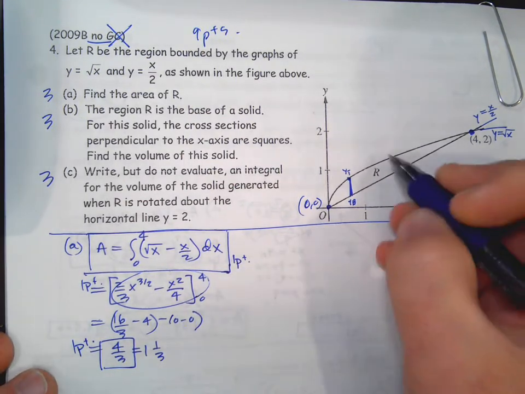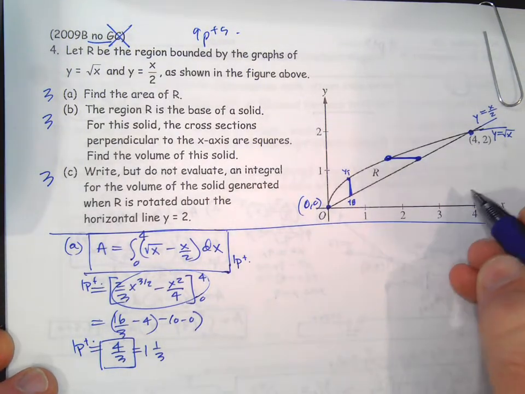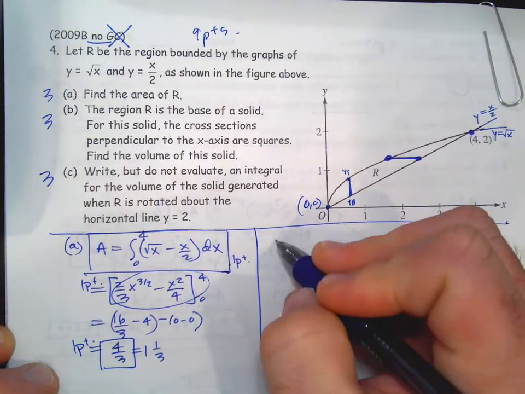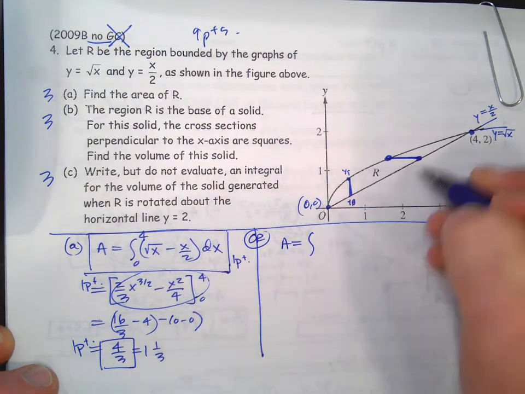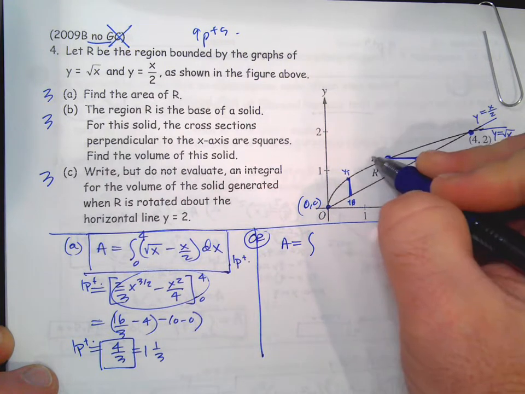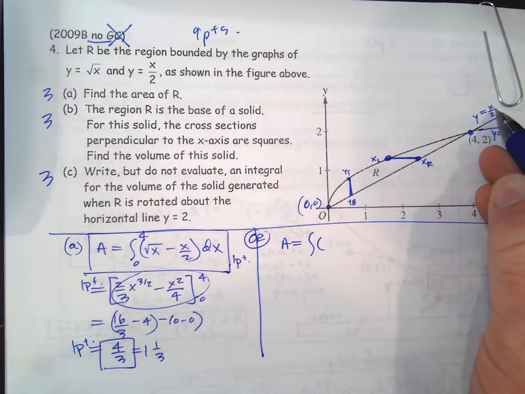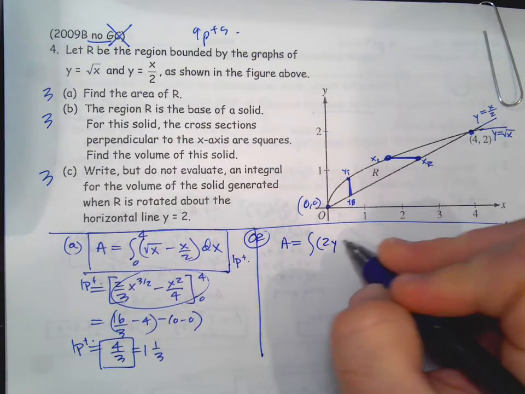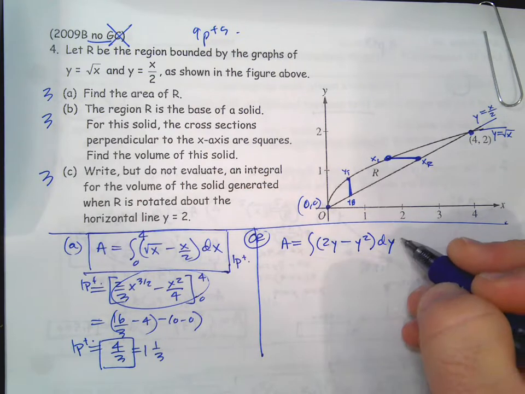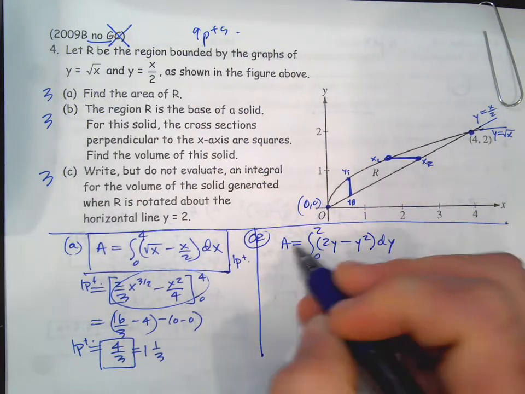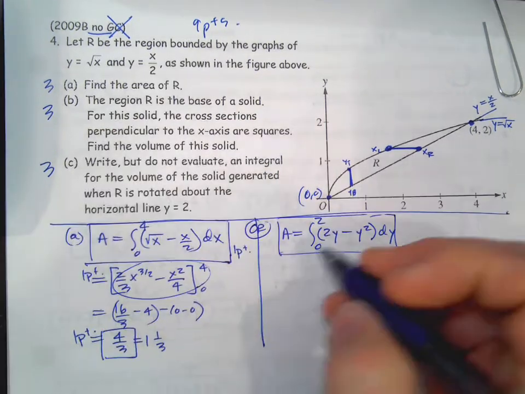You could have done it with horizontal slicing, so I'll just show that real quick. It's going to be x right minus x left. So x right in terms of y is that line, it's 2y. x left is y squared, dy. Integrate in the y direction 0 to 2. So that would be your setup, and you could have totally done it this way. You get that same point.